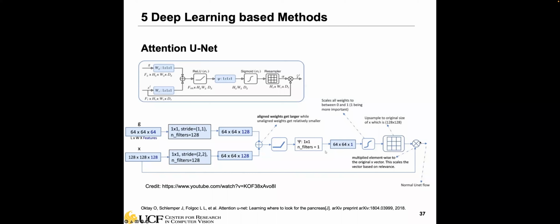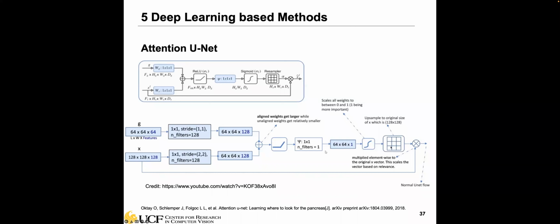Because here we have this multiplication, right? We take the original feature map and multiply it with this attention map, or you can call this importance map, each value indicating how important this pixel is. So we upsample to the original size, which is 128 by 128, and multiply with the original feature map. This scales the vector based on relevance. By doing this multiplication, the important region gets highlighted.